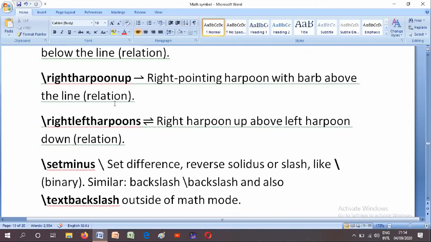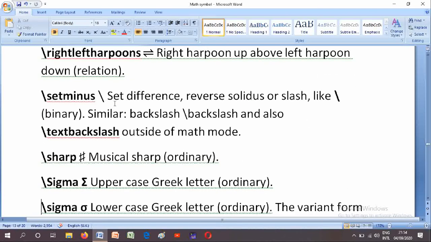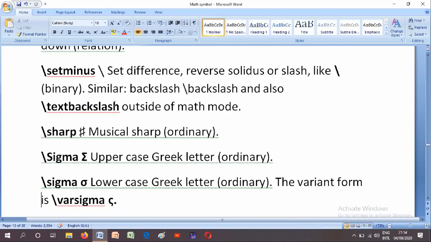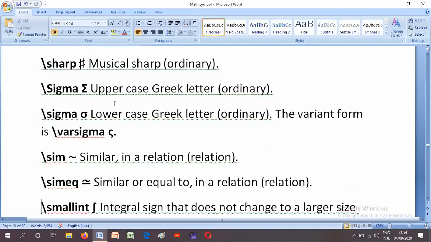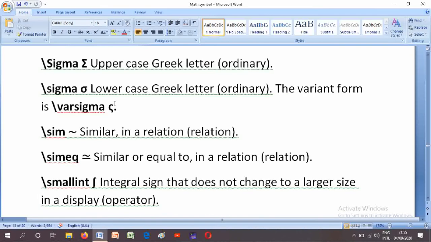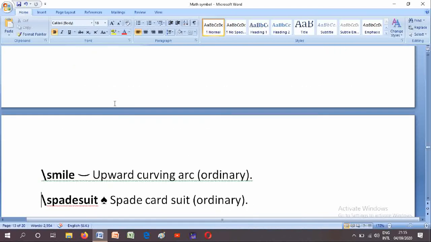\setminus, set minus, backslash, set difference, reverse solidus or slash-like slash binary, similarly \backslash, and also \textbackslash outside of math mode. \sharp, musical sharp. \Sigma uppercase Greek letter, \sigma lowercase Greek letter, and the variant form is \varsigma. And \sim, similar, and \simeq, equation equal similarly equal. And \smallint, small integral, integral sigma that does not change to a large size.